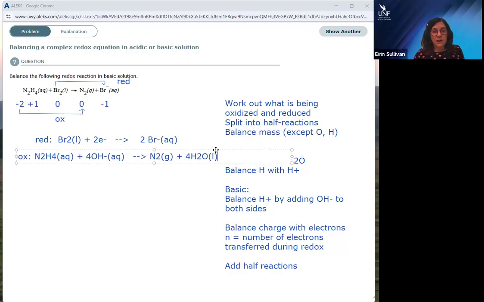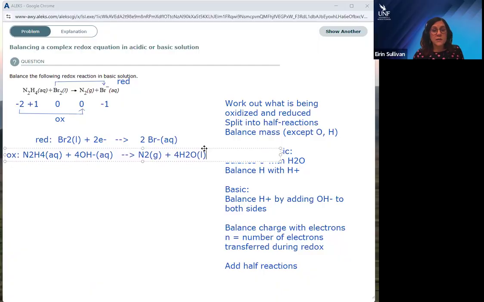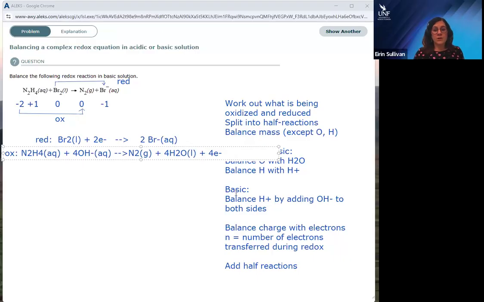So my oxidation half reaction is balanced with regards to mass at this point. The last thing I have to worry about is charge. So we can see on the left-hand side, we have a net charge of -4. So I can balance that by adding 4 electrons to the right-hand side of my equation here. Okay, so now I have a net charge of -4 on each side of my oxidation half reaction. So now these should be ready to balance with respect to each other.